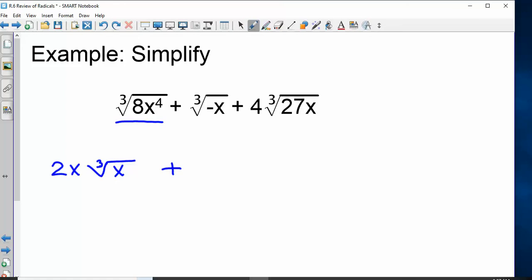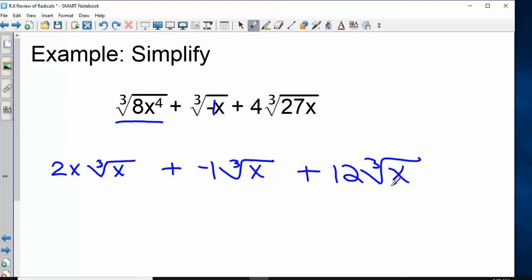The cube root of negative x. This is like a negative 1x. Can you do the cube root of negative 1? Are you sure? Just negative 1. So a negative 1 could come out, and you have a cube root of x. Okay, what's the cube root of 27? 3. You have to multiply it with the 4, so we get 12 cube root of x.